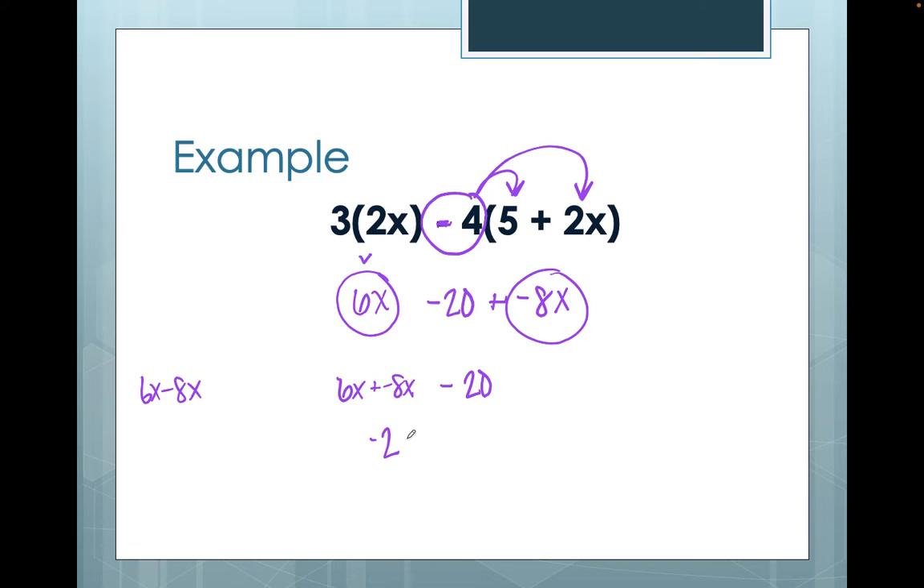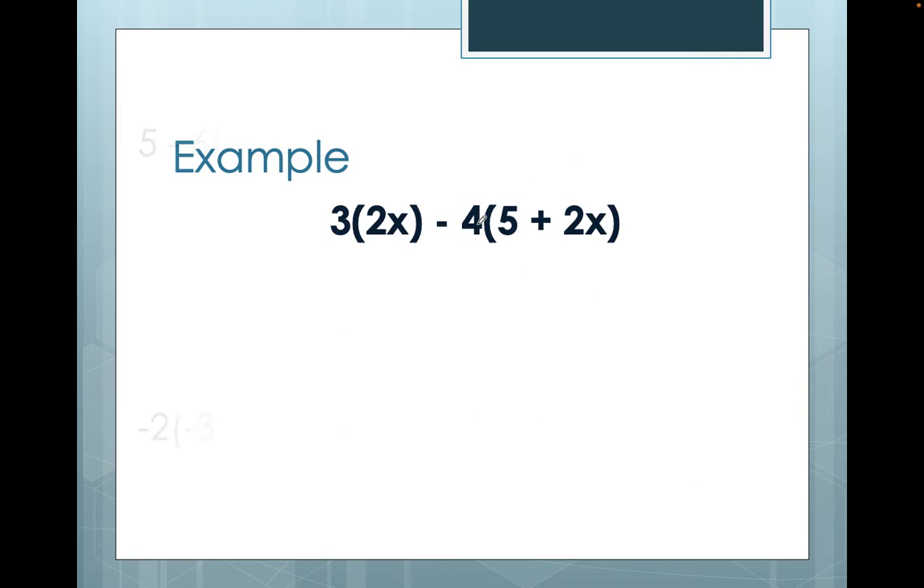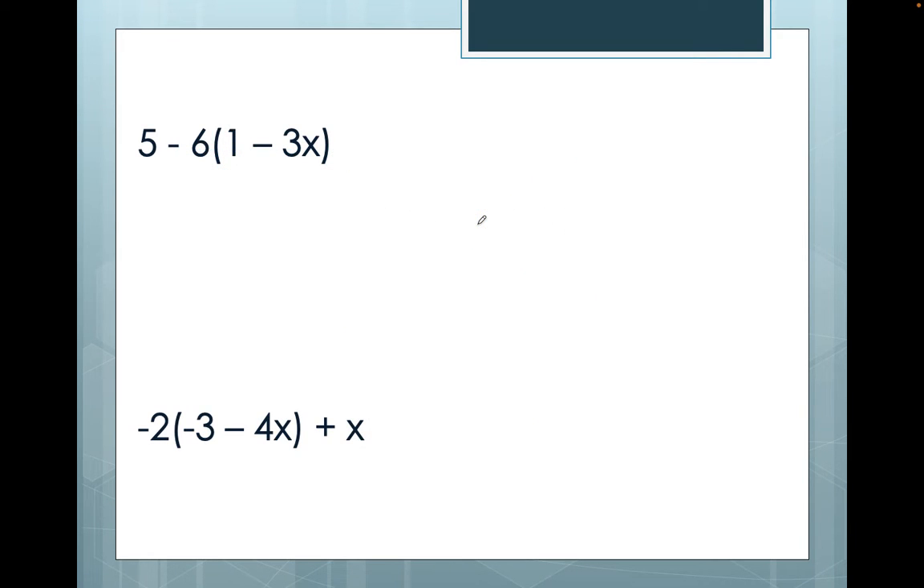Since 6 and negative 8 give us a negative 2, we have negative 2x minus 20, or negative 2x plus a negative 20. Either of those would work for your answer. Again, making sure, since we are subtracting this entire quantity, that you're distributing the negative or the minus sign with the 4. Let's give these a try.